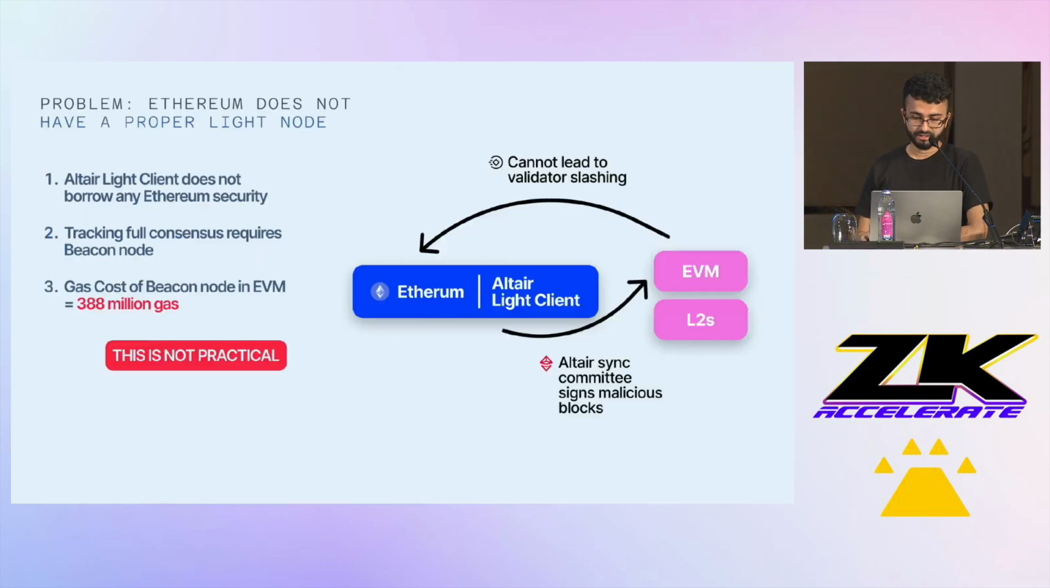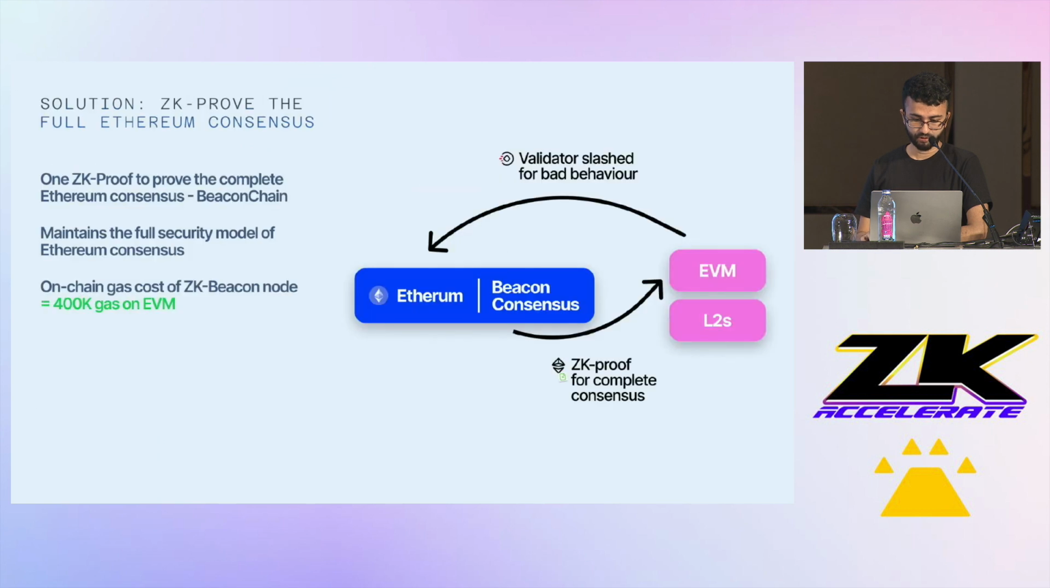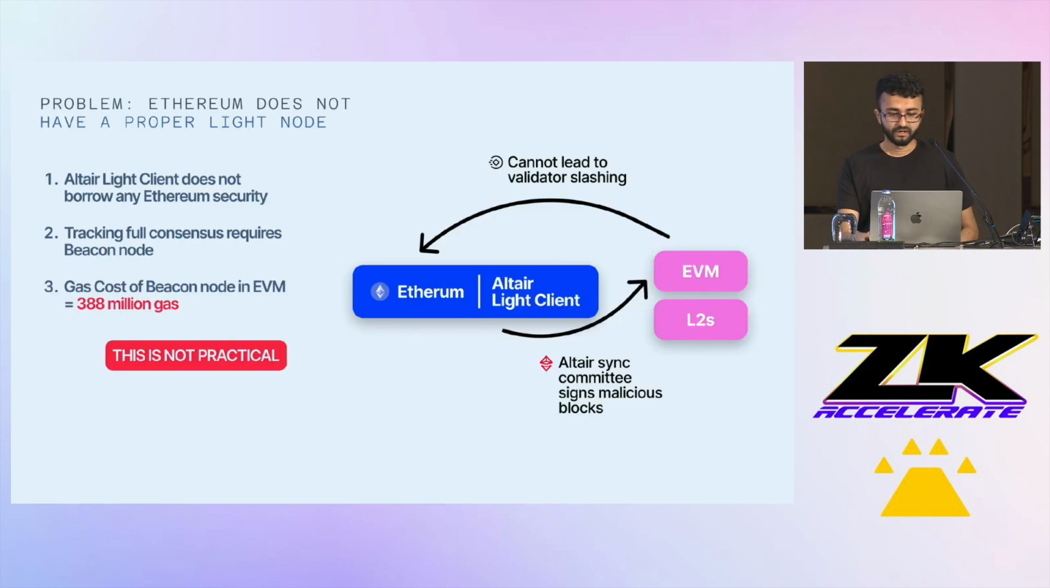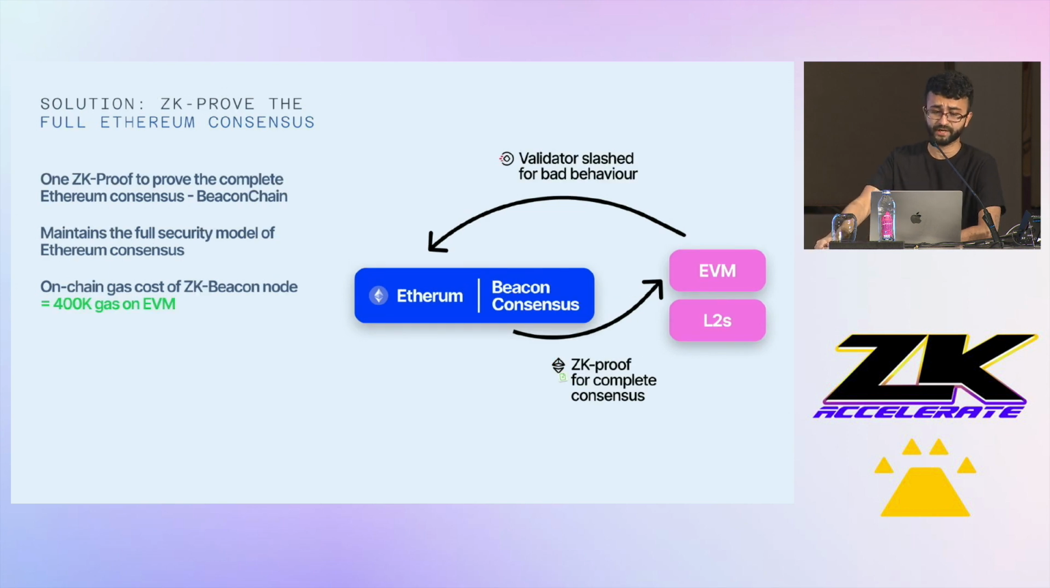And I think just one last thing I wanted to present here. As I was talking about, the Ethereum Altair light client doesn't really borrow any Ethereum security right now, because you can't slash validators on chain. If the Ethereum sync committee members conduct any malicious activity, you can't really slash them. So that's something we're essentially trying to fix by ZK proving the full beacon consensus.